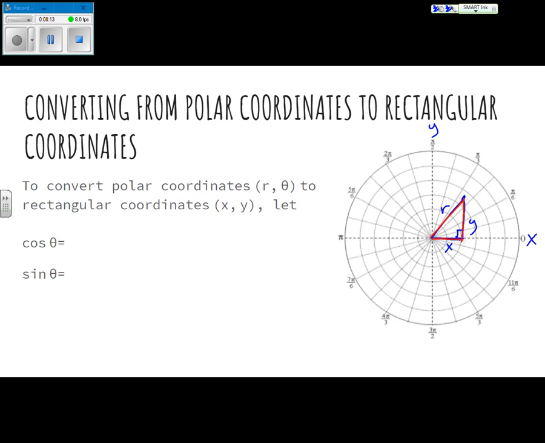So that means that if I am working with theta, which I'm going to put theta down here next to the origin still, my cosine theta is going to equal, what's that, x over r, giving me a formula for x. Is this something familiar?